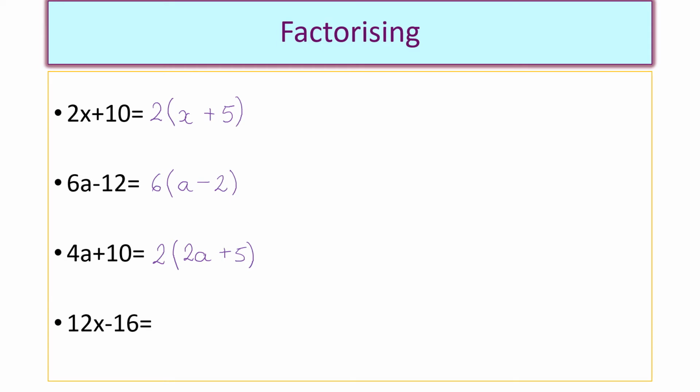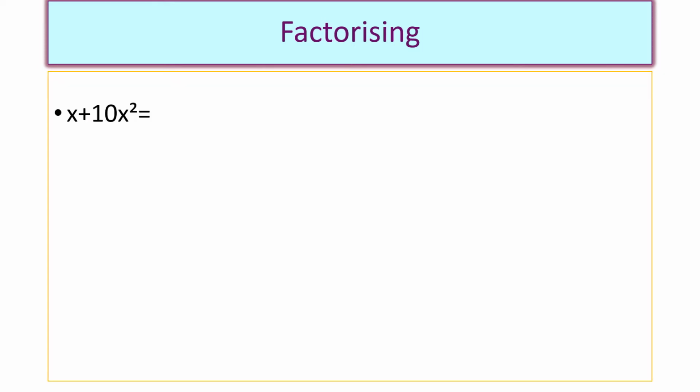Another example. 12x take away 16. The highest common factor here is 4. Again, 12 doesn't go into 16, so it must be something smaller. So it's 4. Now 4 times what is 12x? And that is 3x. And then 4 times what is negative 16? It's negative 4.